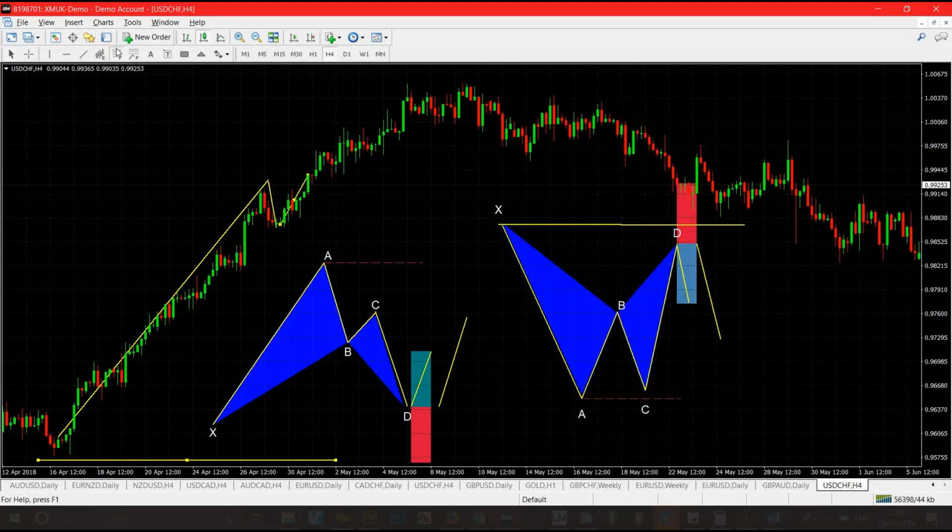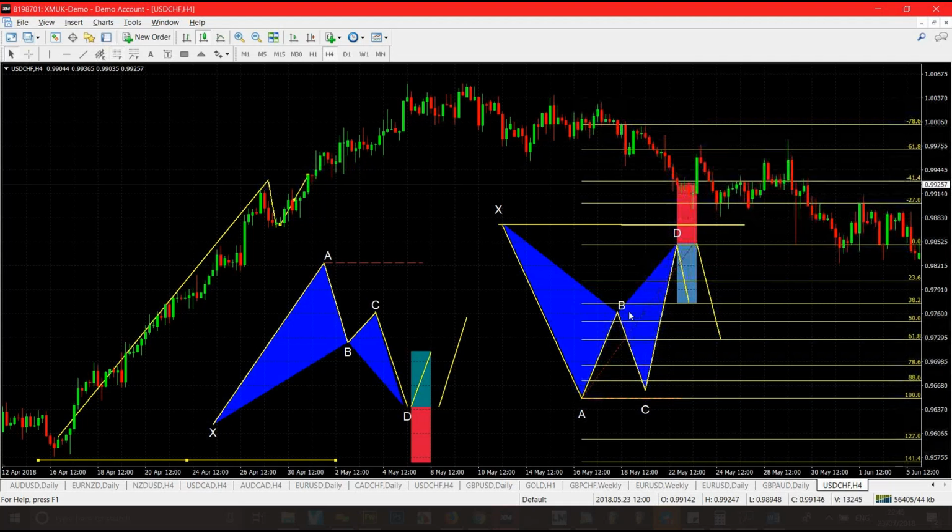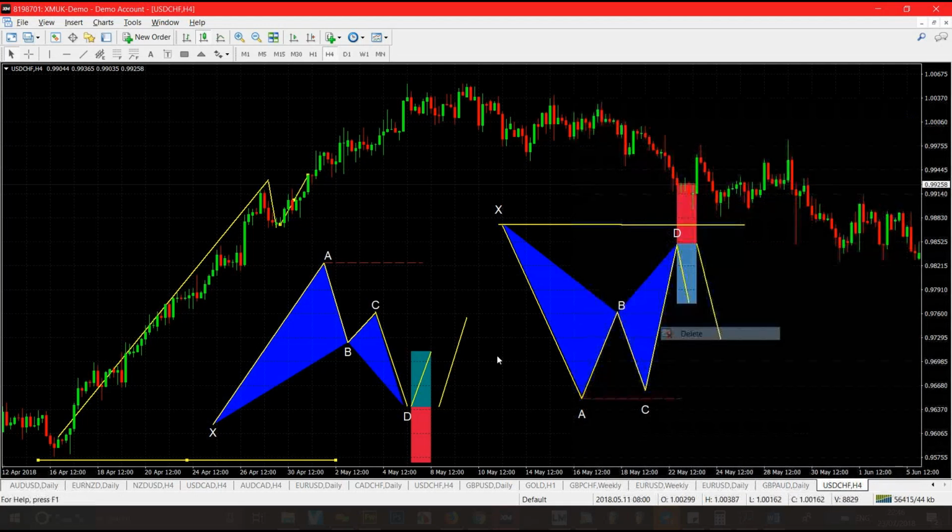Pick up your Fibonacci again, draw it all the way from your A to D, and then find your 38. 38 falls here, and the next one is 61.8. 61.8 falls here. So that brings us to the end of the Gartley, the BAT pattern.